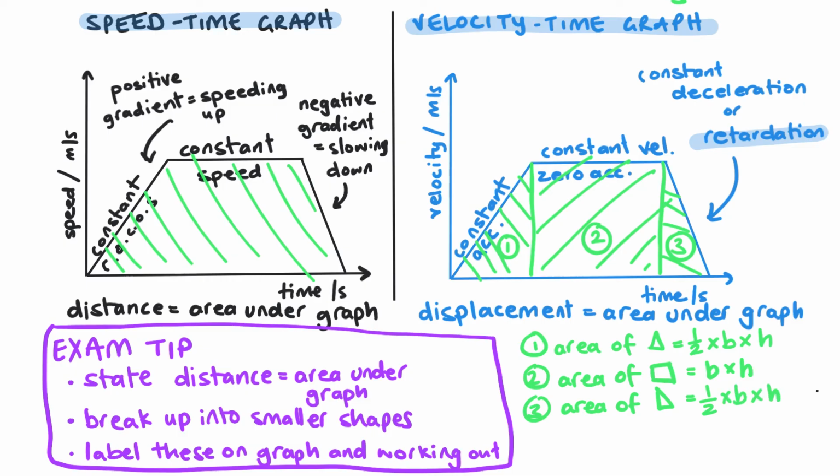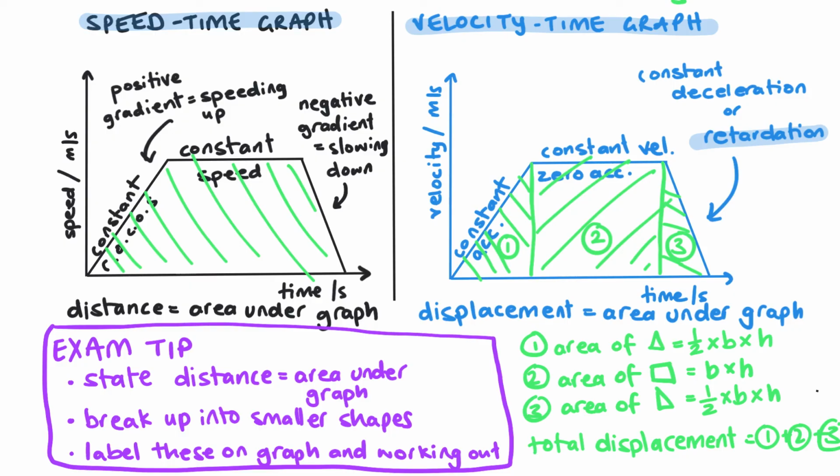Now if we want to find the total displacement, then that total displacement is the sum of those areas. So we add it all together. So 1 plus 2 plus 3.